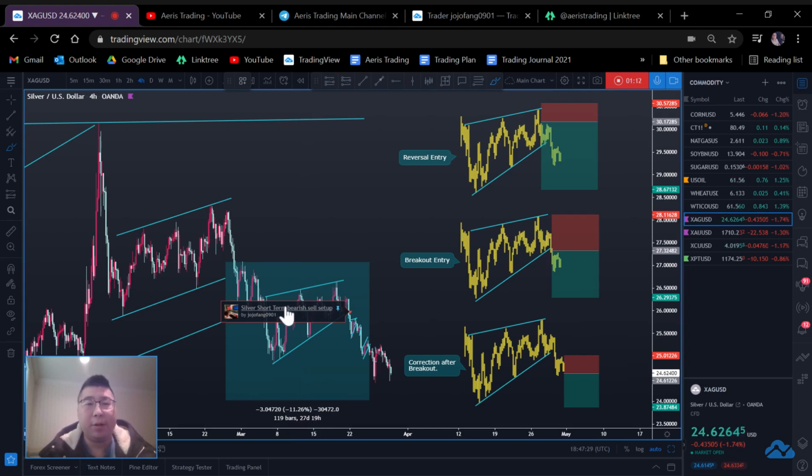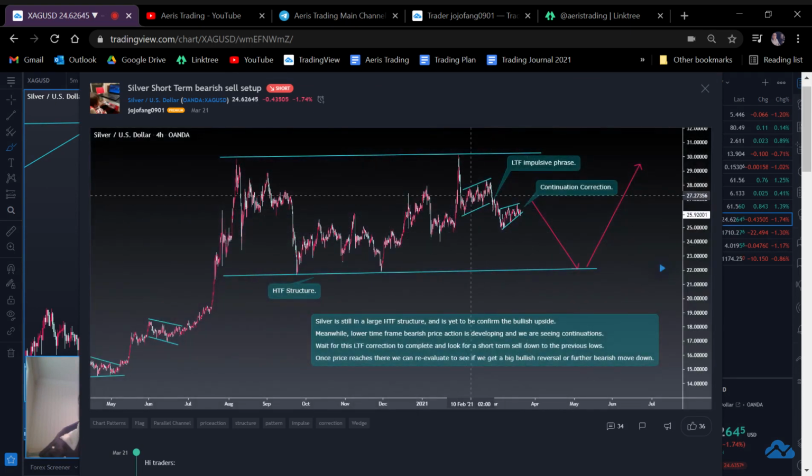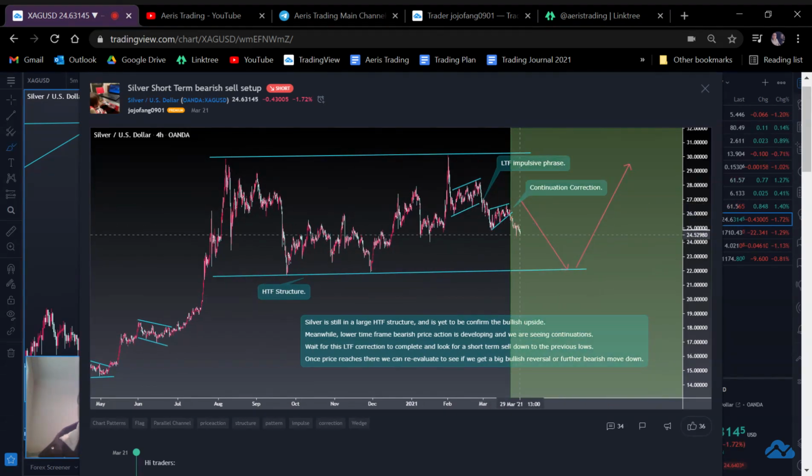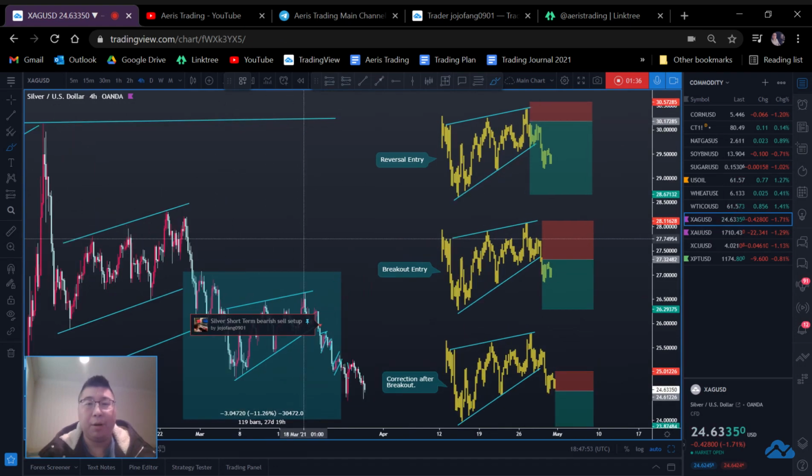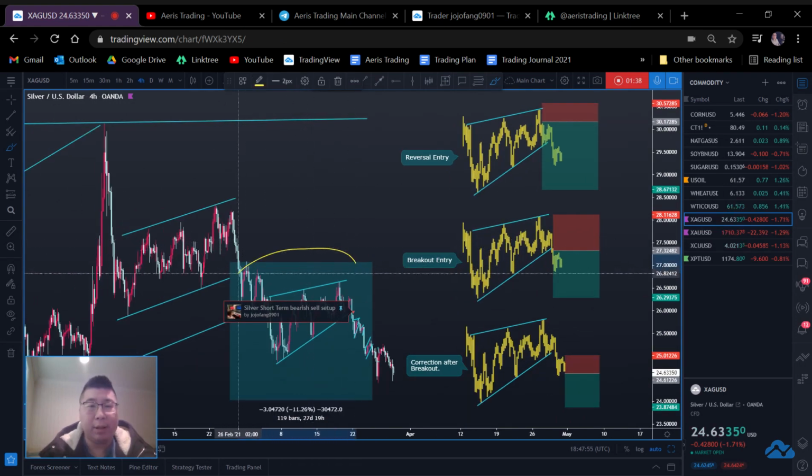So I want to talk about the first entry here on silver. When we are trying to enter the market, when it's not the next impulsive move, we always have to make sure that whatever correction it's forming, whether it's a continuation correction, which is the case here, or a reversal correction, it has to be showing you the sign that it's going to finish, that it's going to continue, before we enter any of these criteria that I'm mentioning.